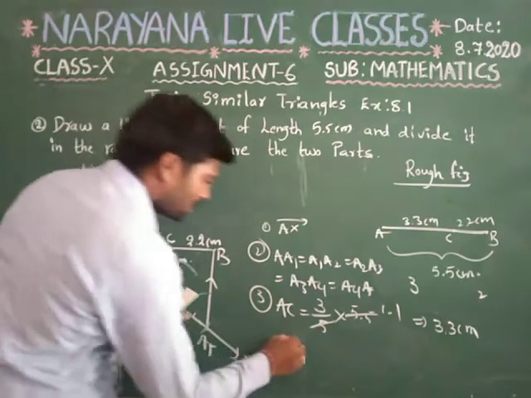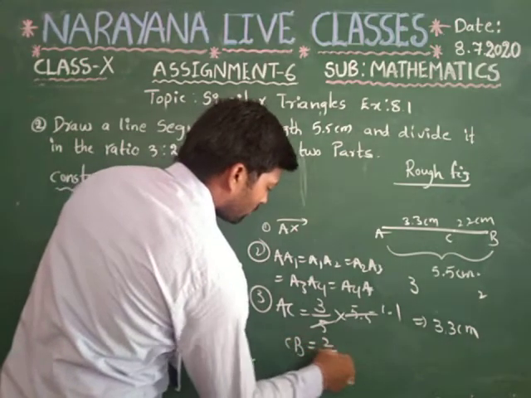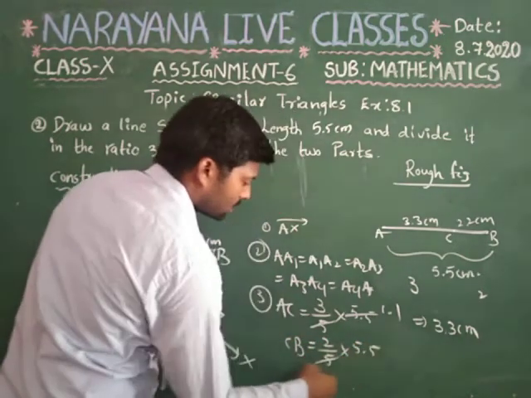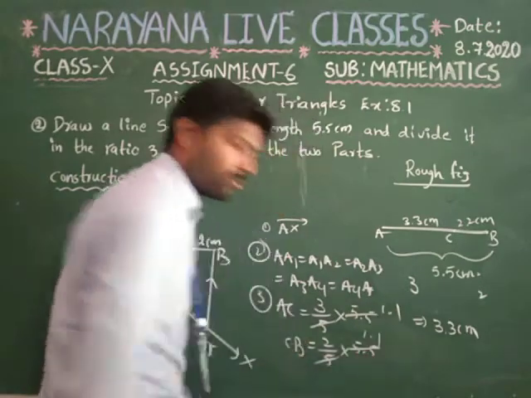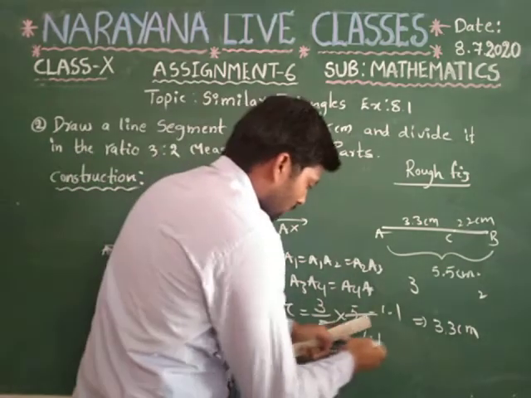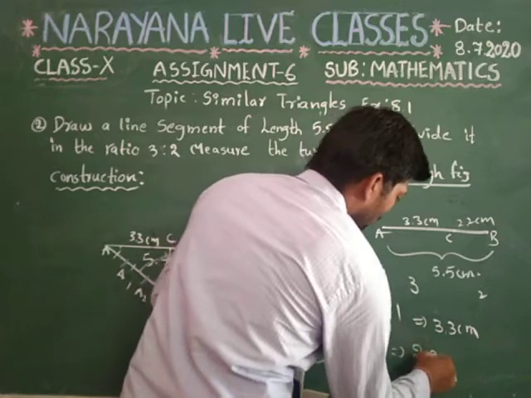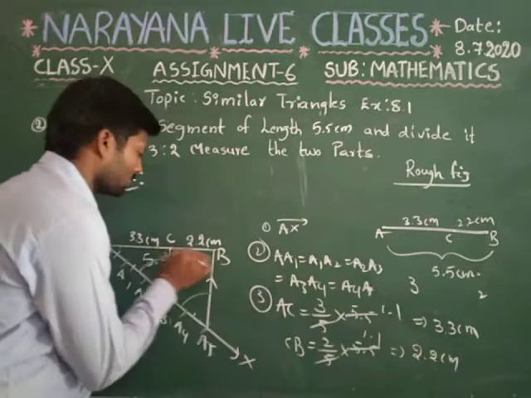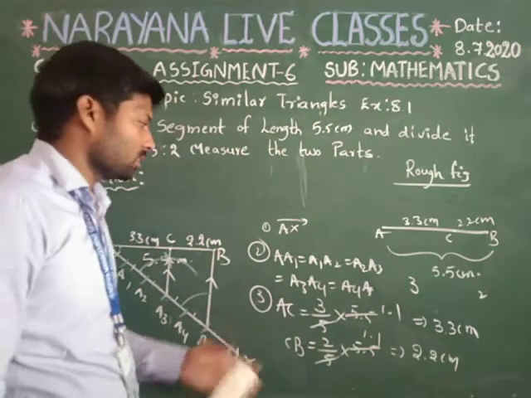Next, CB is equal to 2 by 5 into 5.5. How much now? It is 5, how many times? 1.1 times. 2 times 1.1, how much? It is 2.2 centimeter. See, the measure of CB is how much? 2.2 centimeter. So this is the second one.